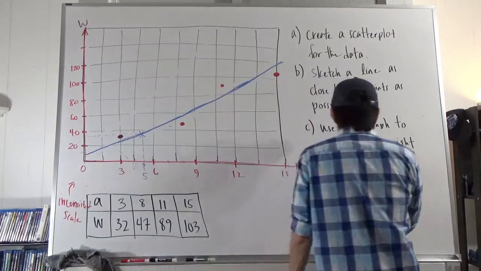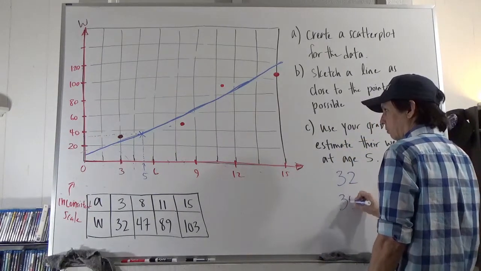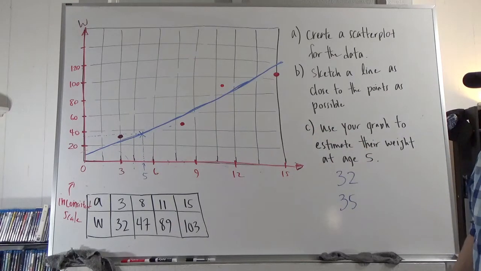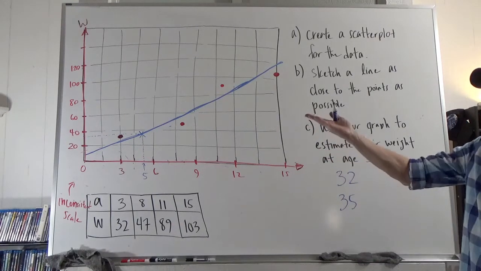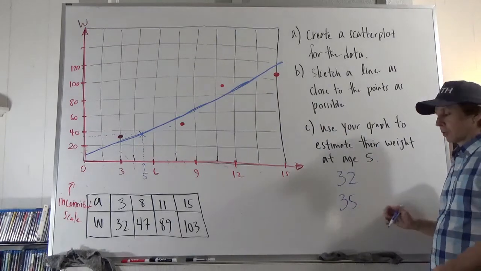So a lot of this is estimating, and I would accept 32, I would accept 35. I wouldn't accept 30 exactly because I feel it's a little bit above. I definitely wouldn't accept 50 because 50 is nowhere near there, but somewhere around the 30-somethings.